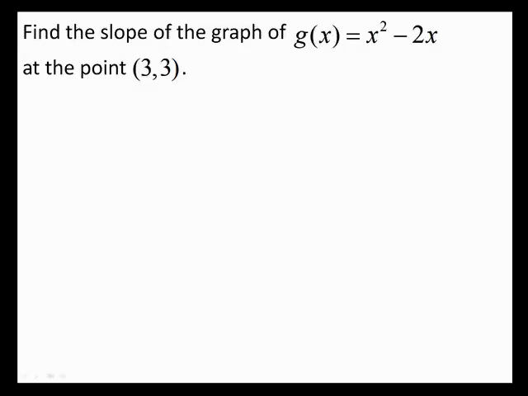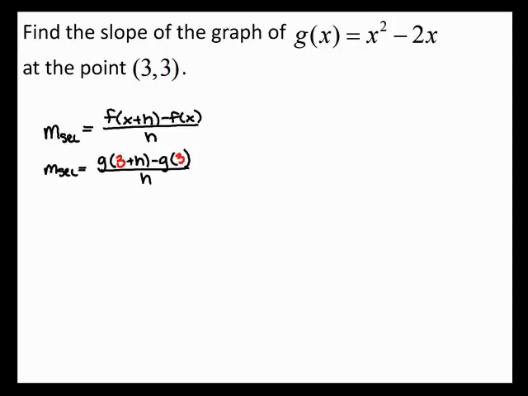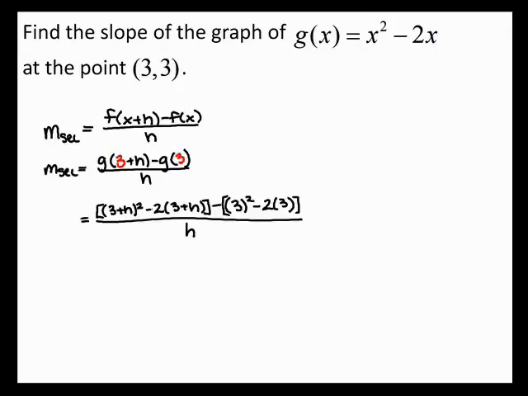Find the slope of the graph of g(x) = x squared minus 2x at the point (3, 3). The slope of the secant line is (f(x + h) minus f(x)) divided by h. Substitute g(x + h), which is g(3 + h), and g(3) into the equation. Simplify g(3 + h) and g(3). Simplify 3 + h, negative 2 times the quantity 3 + h, 3 squared, and negative 2 times 3.